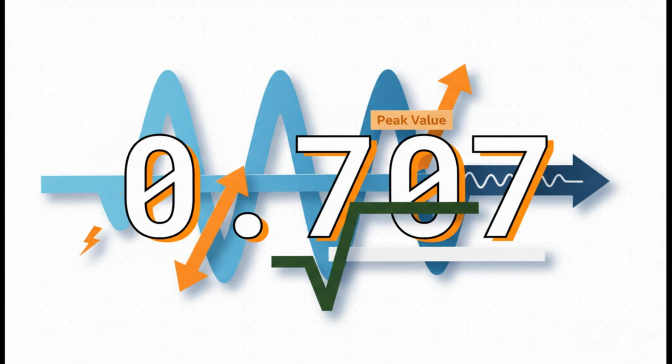Now here's a handy number to remember. 1 divided by the square root of 2 is about 0.707. This means the RMS value of a sine wave is always about 70.7% of its peak value.